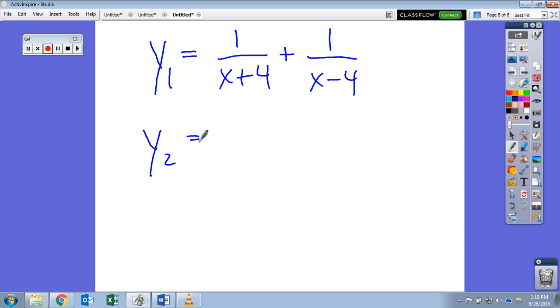This is on the bottom of page 109. Guys, you need to tune back in if you're tuned out. This is on the bottom of page 109. If you have the text, if you don't have the text, I'm going to write it out. We have y sub 1 is equal to this, y sub 2 is equal to that.